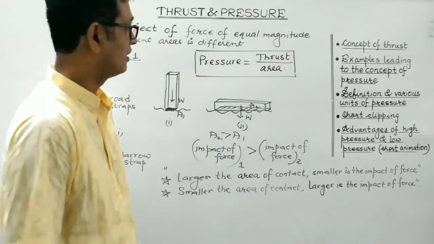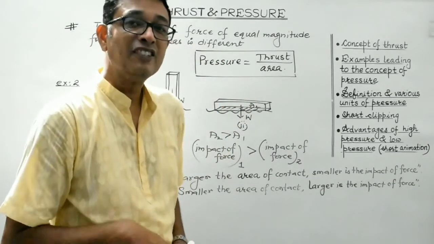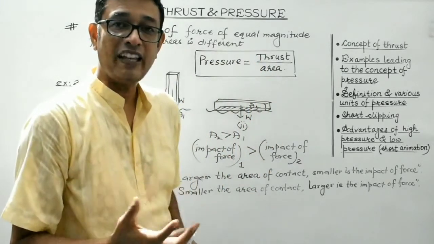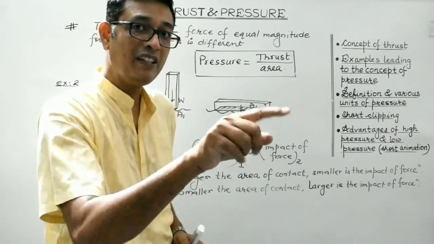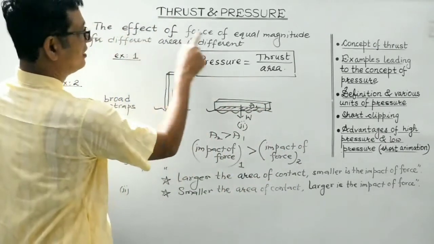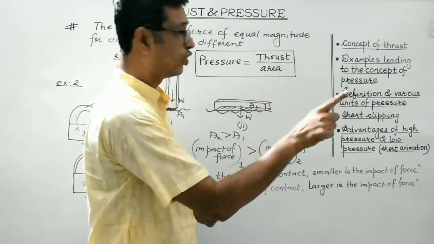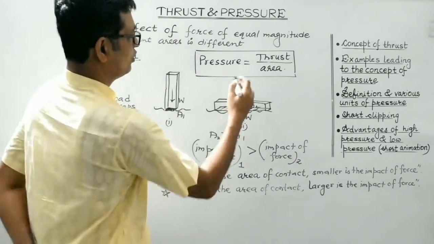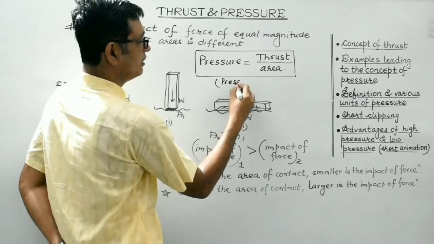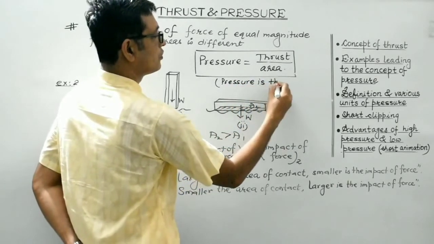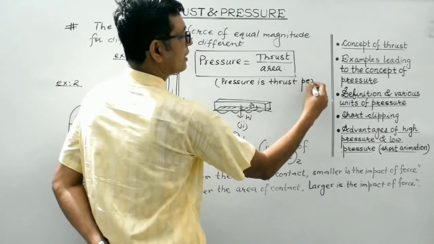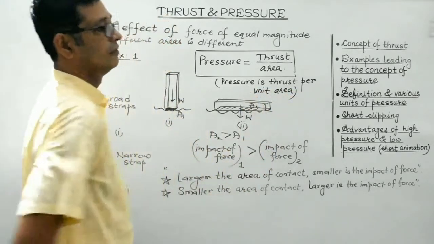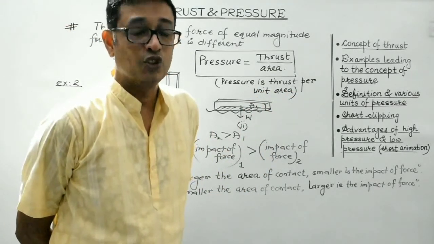Clear, students? Again, I repeat. Pressure may be defined as the thrust per unit area, or it may be defined as the force exerted by a body on a surface normally per unit area. Force exerted by a body on a surface normally is known as thrust, and thrust per unit area is known as pressure. Right? So, pressure is thrust acting per unit area. Clear, students? So this is the concept of pressure.